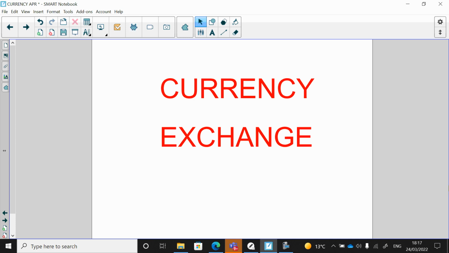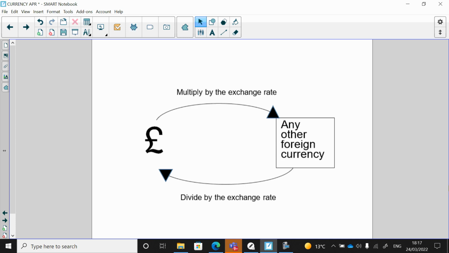Hi everyone, so we're just going to look at this topic called currency exchange. Some of you have already looked at this before, so I'm just going to go through it again. Okay. So, I'm going to be basing this on the UK currency of pound sterling.